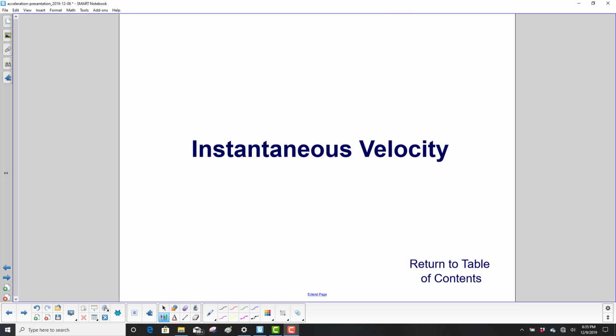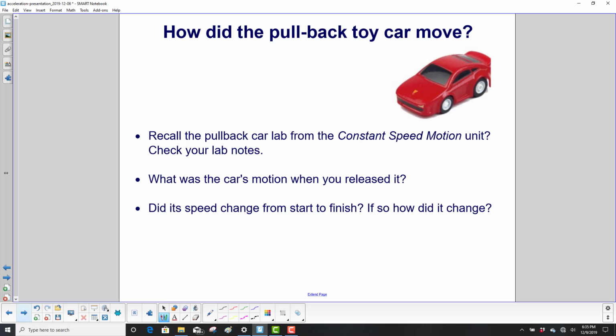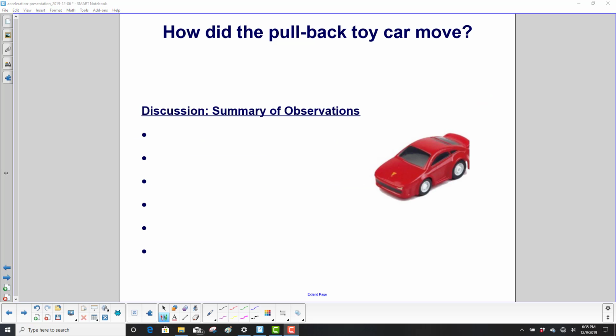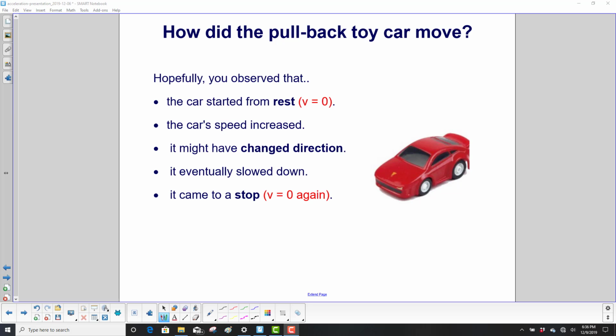Instantaneous velocity. Hopefully you recall the pullback car lab from the constant speed motion unit. Check your lab notes if you need to be refreshed. What was the car's motion when you released it? Did its speed change from start to finish? If so, how did it change? Write down, either on the screen or on a piece of paper, a summary of your observations relating to the questions that were asked on the previous slide, and anything else you noticed about the car, how it was moving.